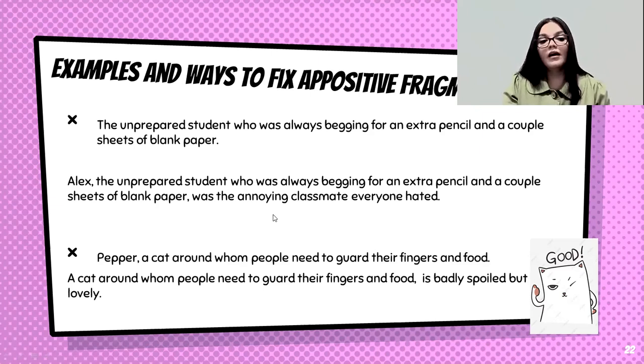See? Then you have: Pepper, a cat around whom people need to guard their fingers and feet. What happens? It's incomplete.